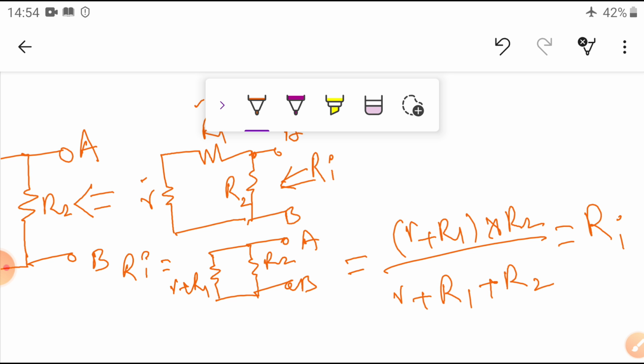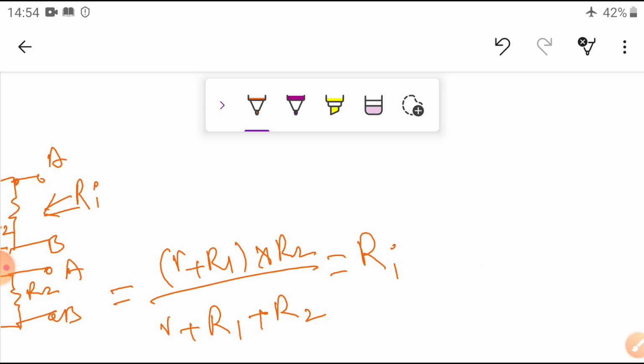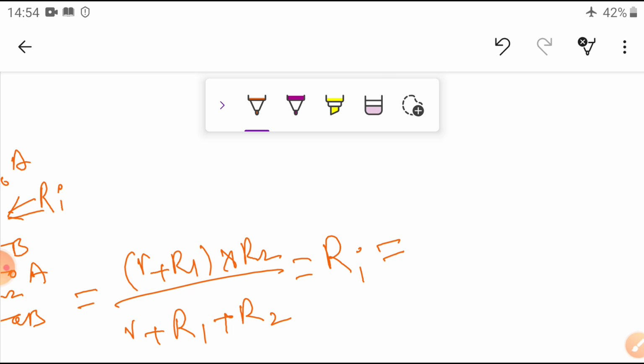We have seen that already previously. So R Thevenin or Norton is equal to the internal resistance Ri. If this internal resistance is equal to the load resistance RL, then we can say that maximum power is transferred from source to load. This is the condition.